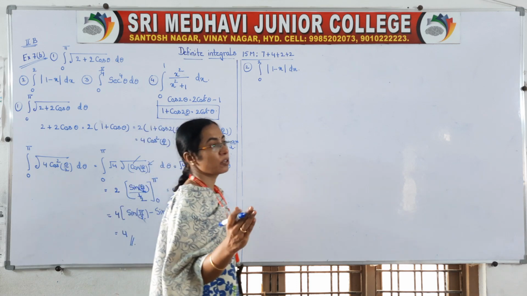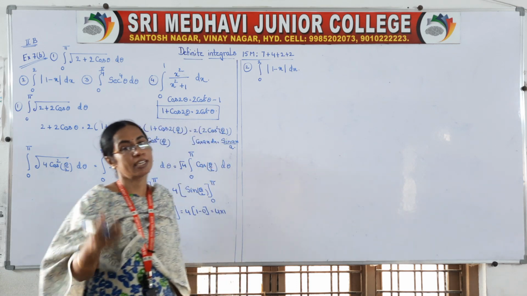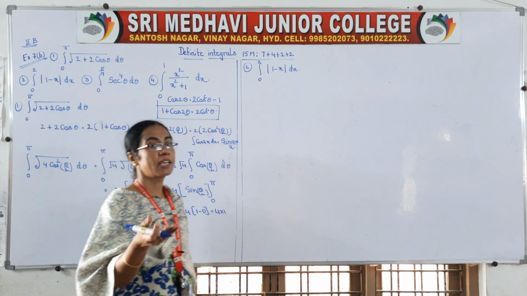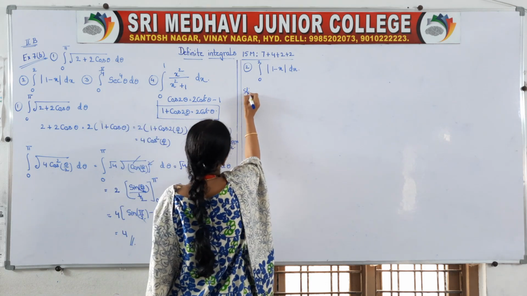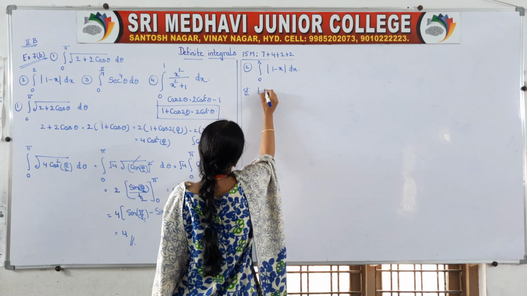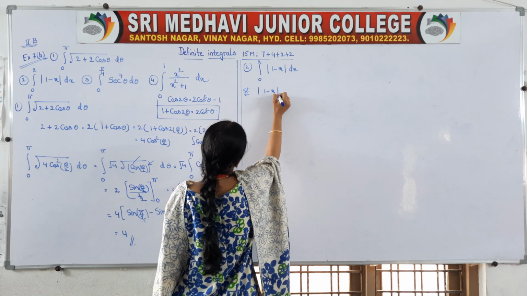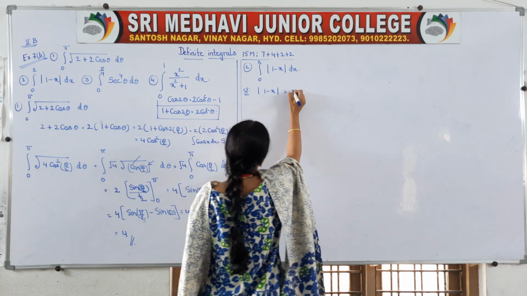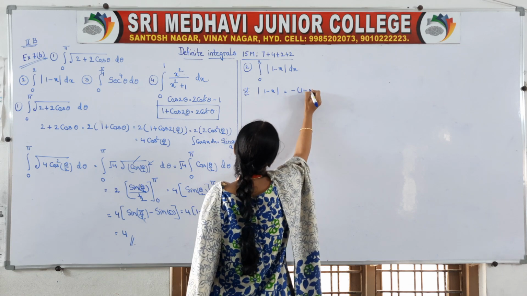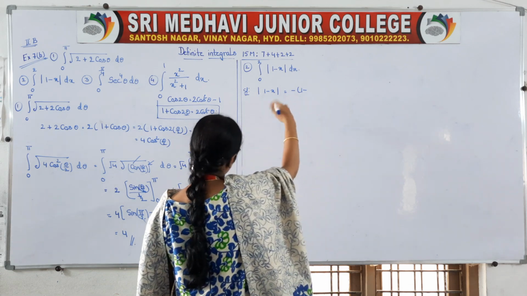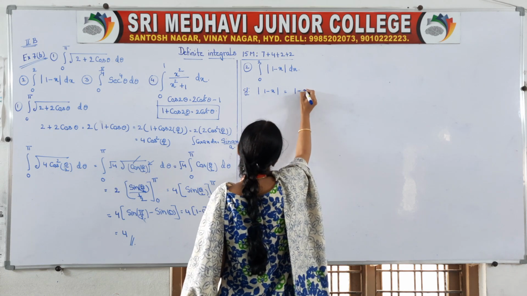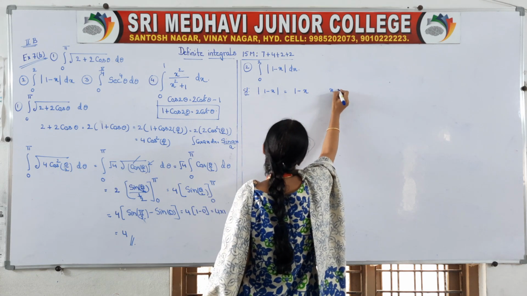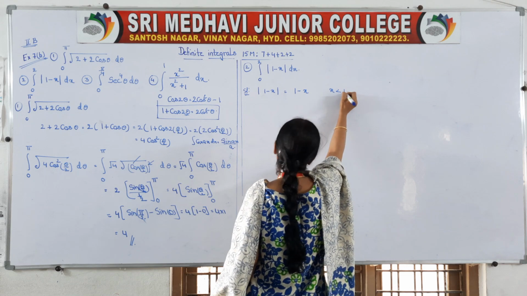Mod x value is minus x if x is less than 0. Mod x value is x if x is greater than 0. So same thing here also. Your modulus of 1 minus x value is minus of 1 minus x or 1 minus x. So we can take this as 1 minus x if x is less than 1.